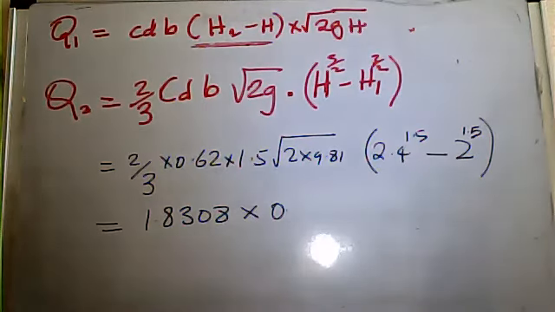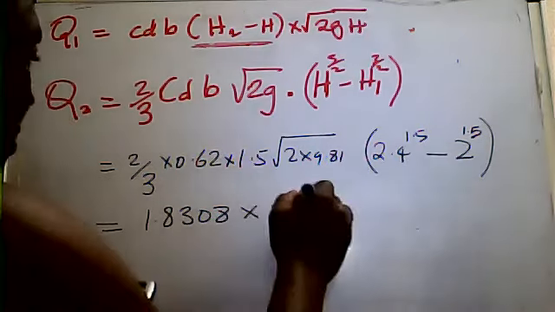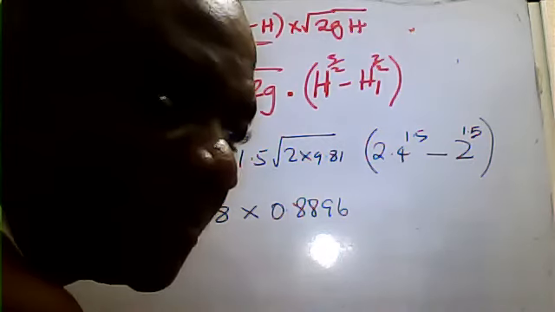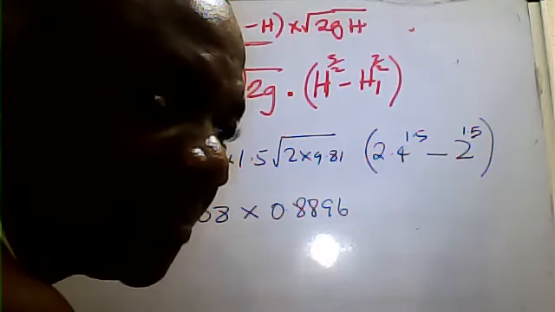Let me punch again. 2 divided by 3 times 0.62 multiplied by the square root of 2 times 9.81 gives 1.8308, okay? 2.4 to the power 1.5, get that one, minus 2 to the power 1.5. Okay, 0.8896. Correct.